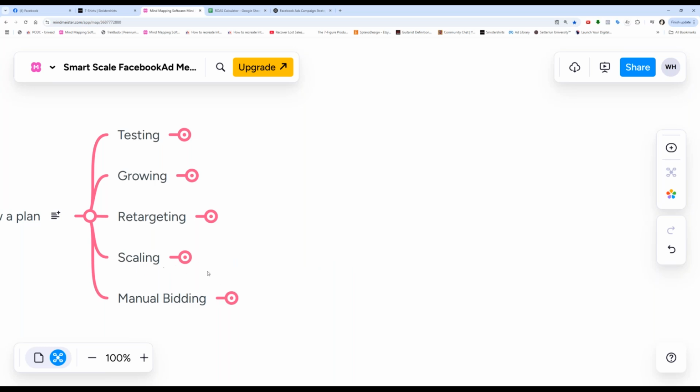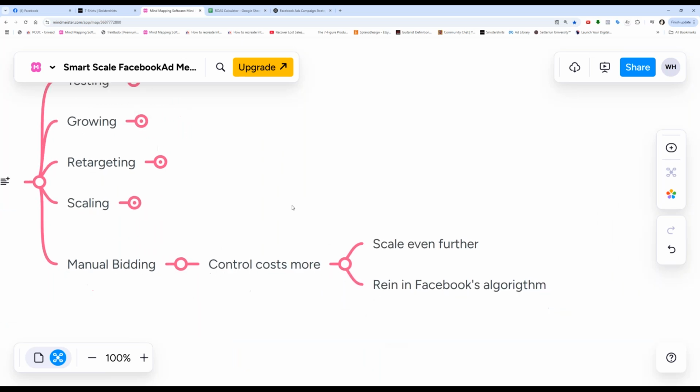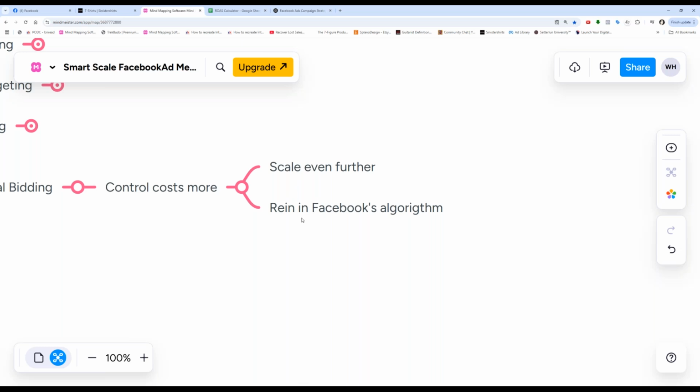And then you're like, you know what, that scaling campaign's working. Okay, let's control costs even more with a little bit of manual bidding thrown in. This way you can scale even further and you can rein in Facebook's algorithm to only show your ad if Facebook thinks it's going to be able to get a cost per CPA or CPP, cost per acquisition or cost per purchase, of the number that you tell it.